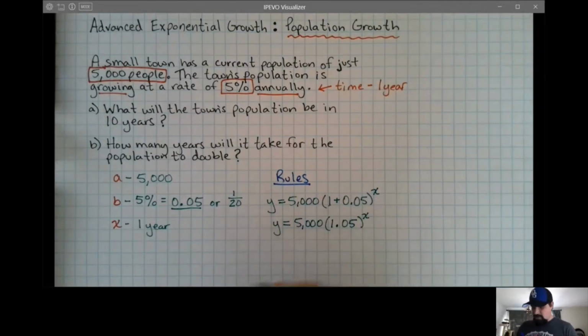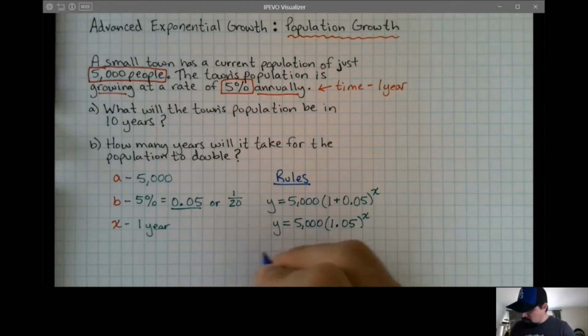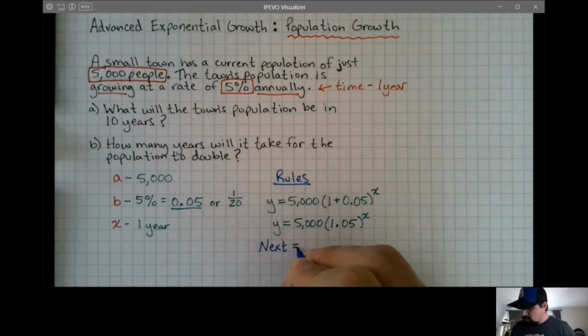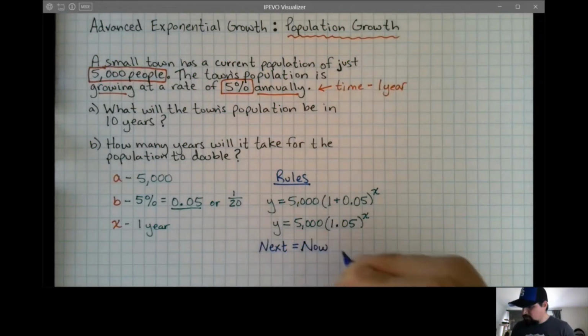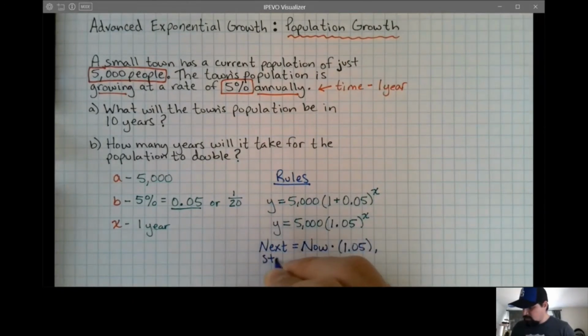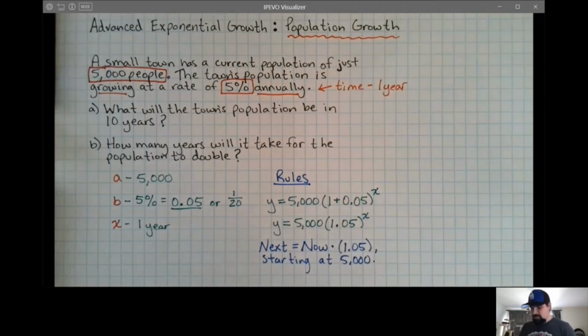And then we have the now next rule, which will be next equals now times 1.05, starting at 5,000. So we have both of our rules now. All right. Now we can start answering the questions.